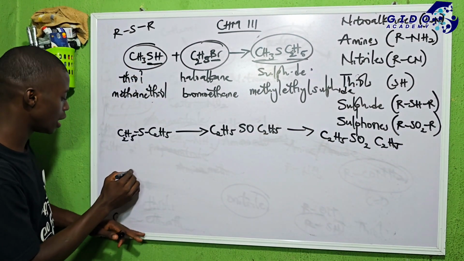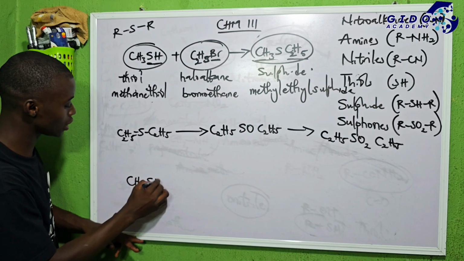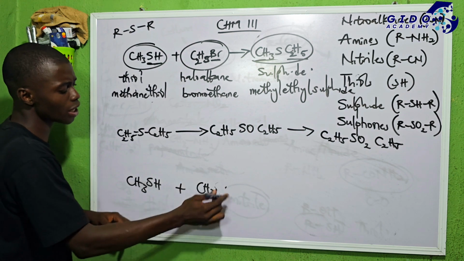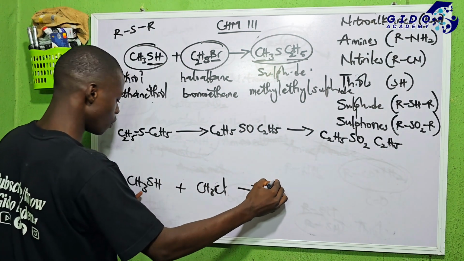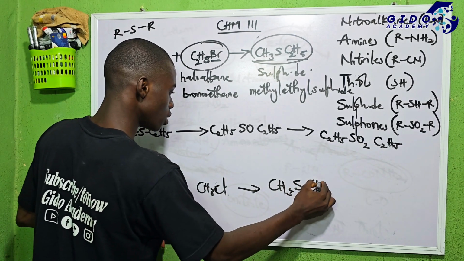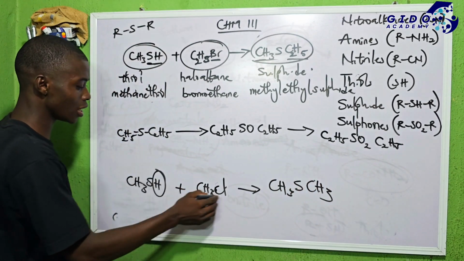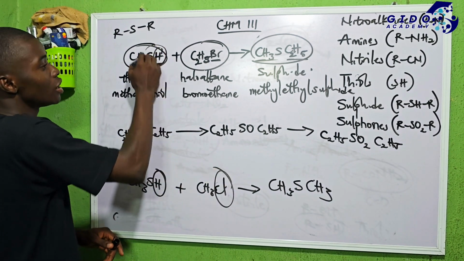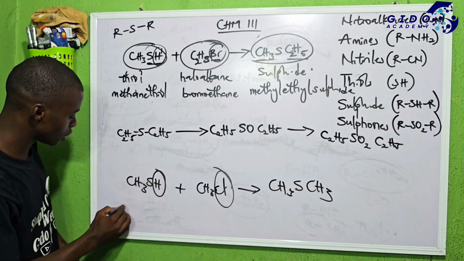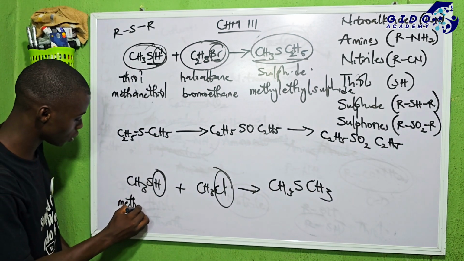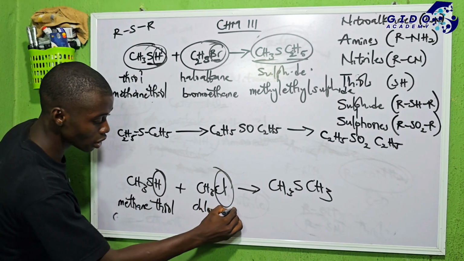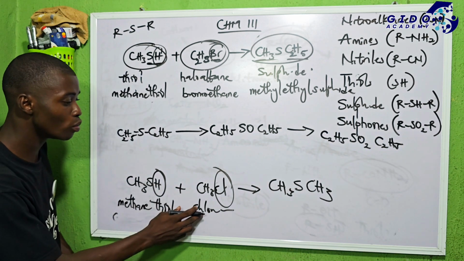What about if you now have CH3 bonded to SH plus CH3 bonded to chlorine, arrow, to give us CH3, S, then plus CH3, whereby this H and the chlorine are going to form hydrochloric acid. This H here and the bromine would form hydrogen bromide. So what is the name of this thing? This is called methane thiol. Then this is chloromethane. When methane thiol reacts with chloromethane, the answer will be a what?